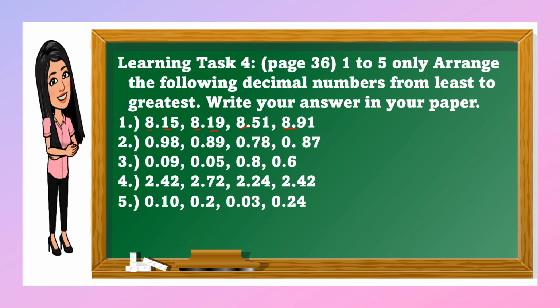So, unahin nyo, 8 and 15 hundredths. Sumunod, si 8 and 19 hundredths. Dito sa dalawang to, alin yung mas maliit, 5 or 9? So, mas maliit si 5. So, 8 and 51 hundredths. And then the last one is 8 and 91 hundredths. So, ganun po ang pag-arrange ng number from least to greatest, maliit papalaki.